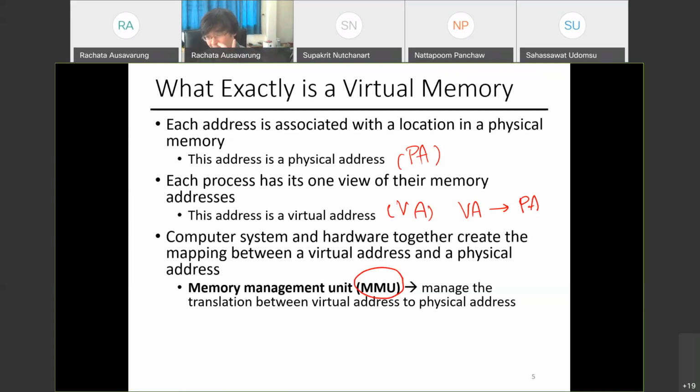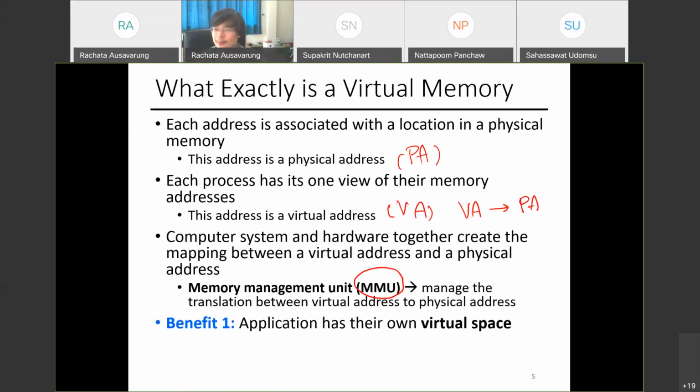So with this, we have two benefits that we talked about last Wednesday. The first one is if I run an application, I have my own address, I have my own virtual space. The second benefit is that because I have my own virtual space, and my other application that runs alongside me also has its own virtual space, it means that the MMU can protect someone else from accessing my virtual space, right?